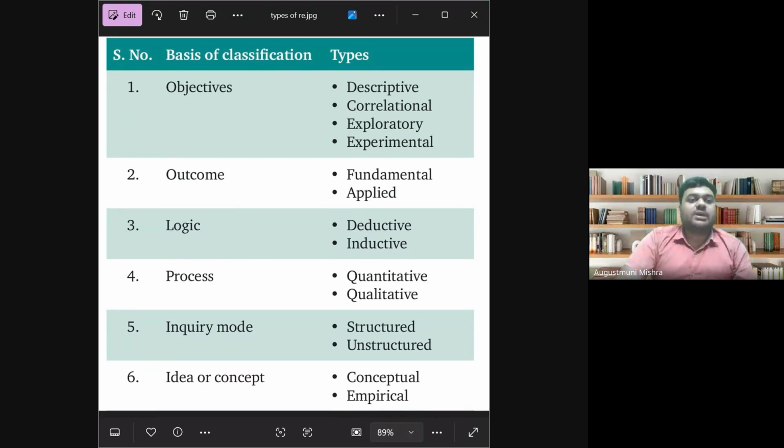Okay, thank you, ma'am. On the basis of idea and concept, there are conceptual and empirical research. Can anyone tell me about empirical research? Conceptual research is clear from the term itself. Anyone, can you tell me about empirical research? Because yesterday we discussed it.